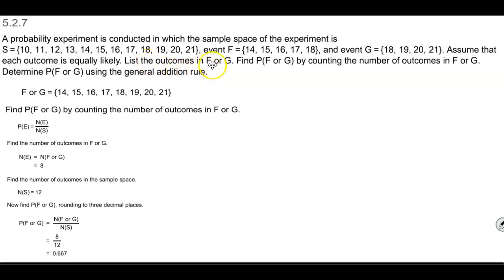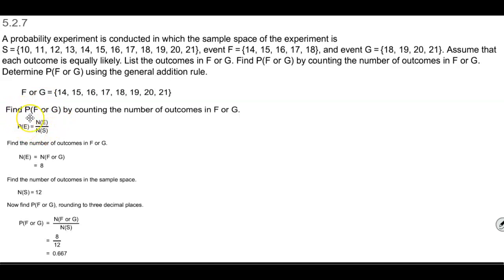We list the outcomes in F or G. We want to find the probability of event F or event G by counting the number of outcomes in F or G. And by determining that, then we would use the general addition rule. So all the outcomes that are in either event F or G means that you have to include them all since it's an or statement. So you're going to take all the elements in F, which is 14, 15, 16, 17, and 18, and all the elements in G, which is 18, 19, 20, and 21, and therefore that would be the set of F or G.